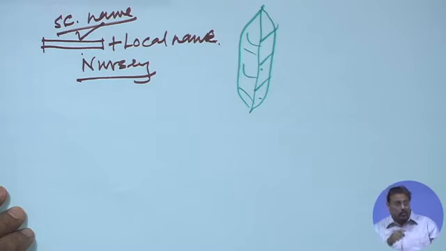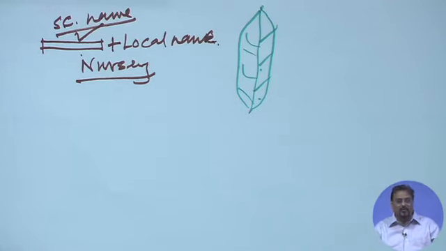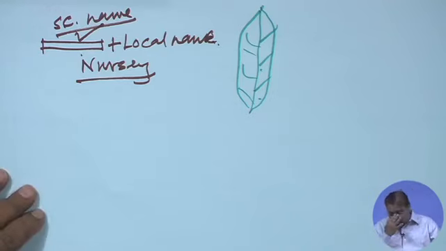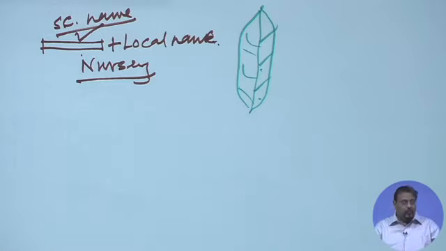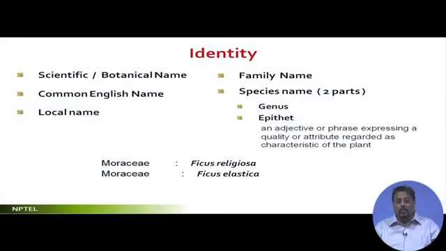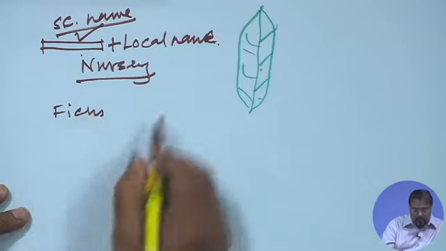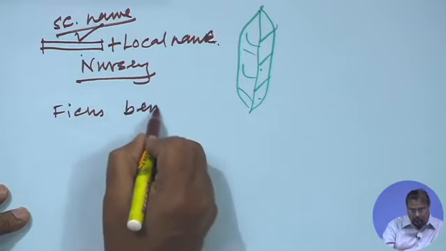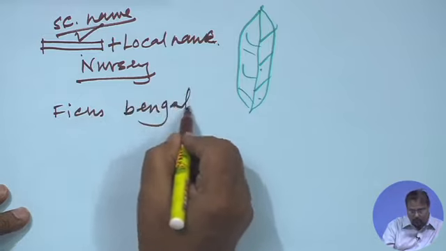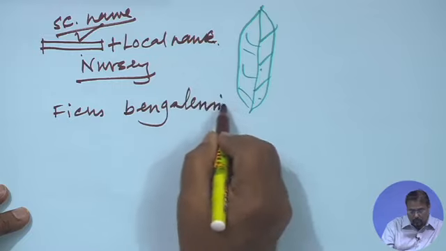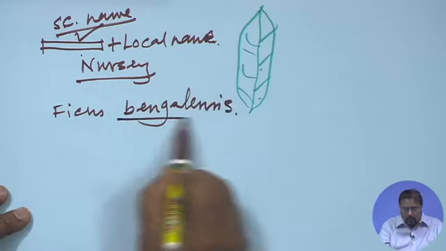I did not name one more in this, I am just trying to give that as a comparison. There is a tree called Ficus bengalensis. This is religiosa, this is elastica, there is a tree called Ficus bengalensis. Now, if it is Ficus bengalensis, it means they belong to the same family. And then what is the meaning of this bengalensis?